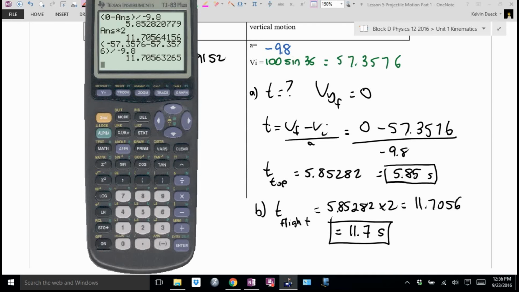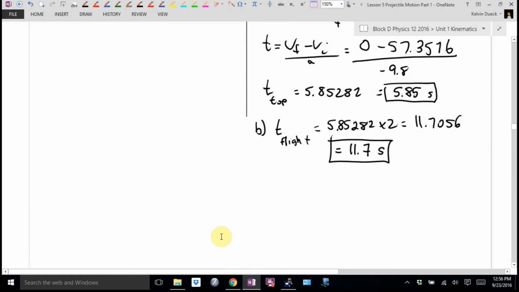Anybody see another way that we could find time? You don't need to write this down. This is just to let you know we have lots of options. Where VI is 57.3576, where A is 9.8, so negative 9.8, so half of A is that.